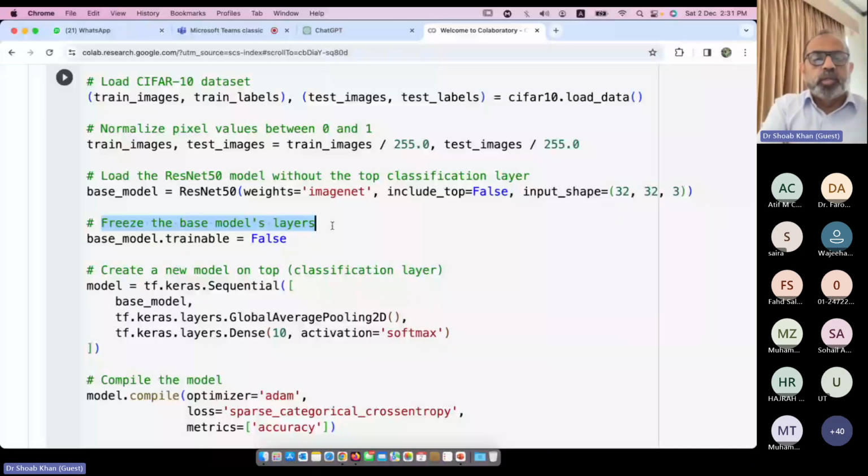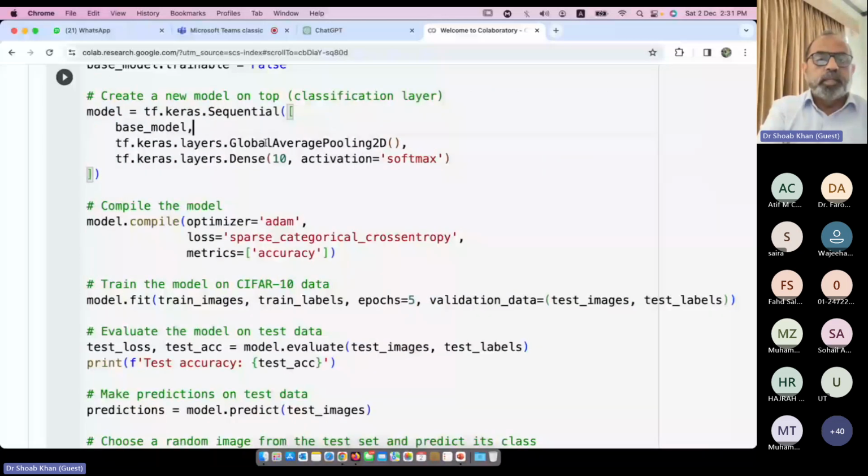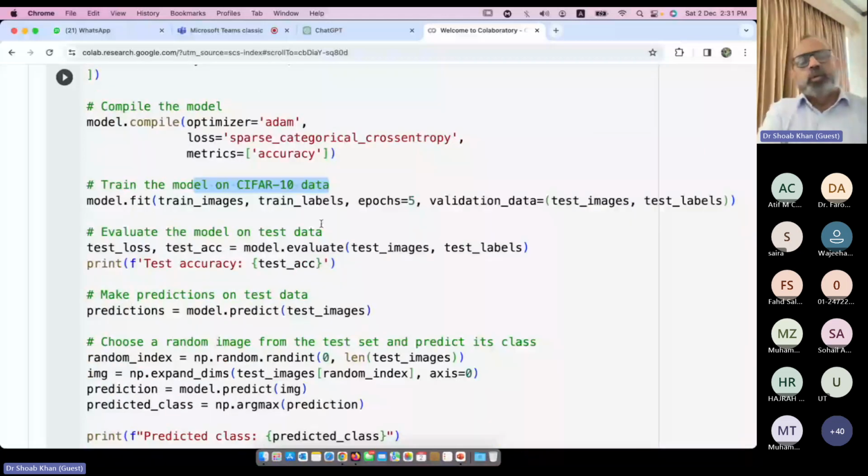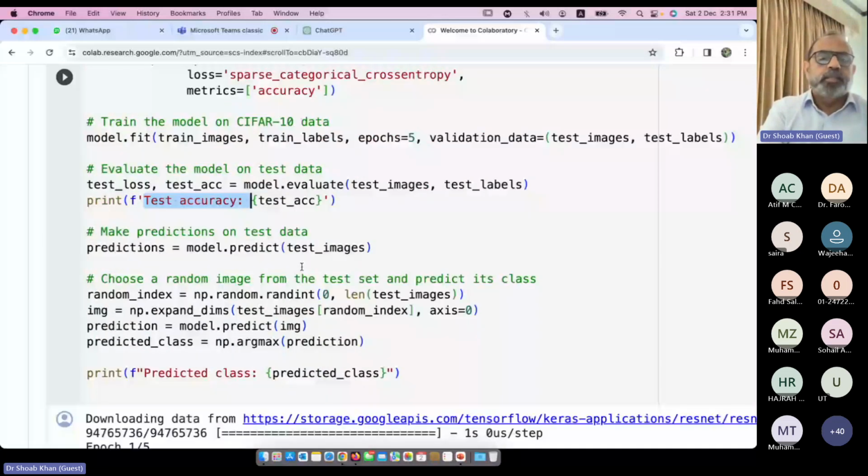Okay, create a new model on top of the classification layer. What does it mean that on top of the classification layer, it is going to train a model? And here, compile the model. So after you have trained, you compile the model, train the model on this database, and evaluate the model on test data. So it starts evaluating, giving you test accuracy, and makes a prediction. Now you give it a randomly selected test image and see how good it performs. So here it started training epochs.